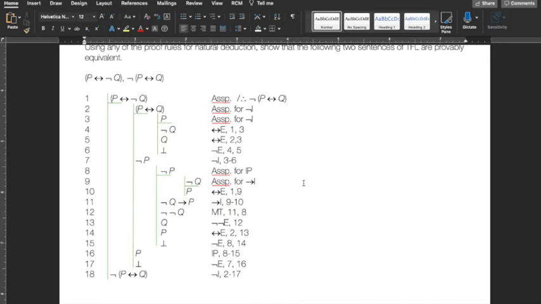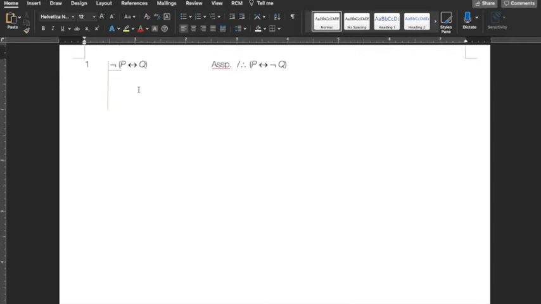That is only one direction of the equivalence proof. Now we have to assume this sentence at the end and prove the one that's at the beginning. So we have to do the proof in reverse. For proving this direction of the equivalence, we're starting with the negation of P if and only if Q, and we're trying to prove a biconditional. There's no rule that we can immediately apply to our assumption because it's a negated sentence.